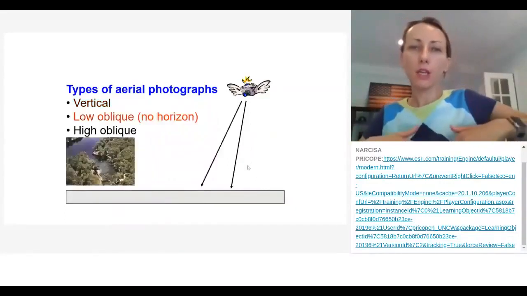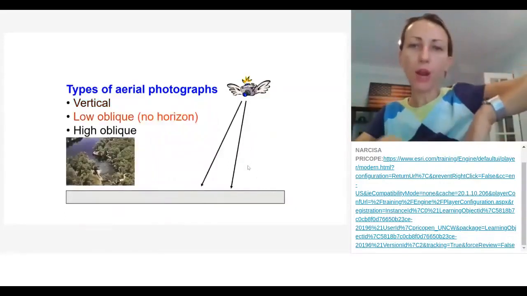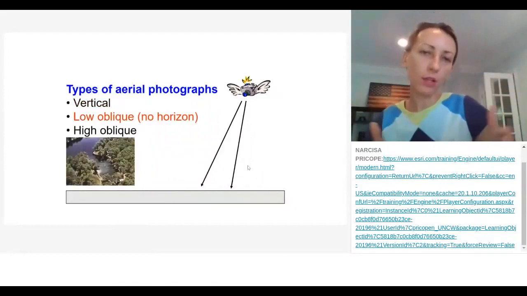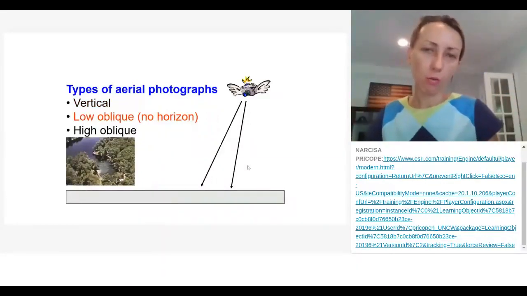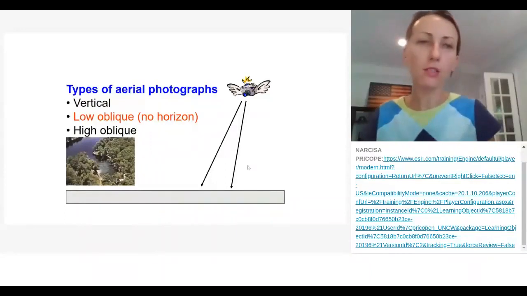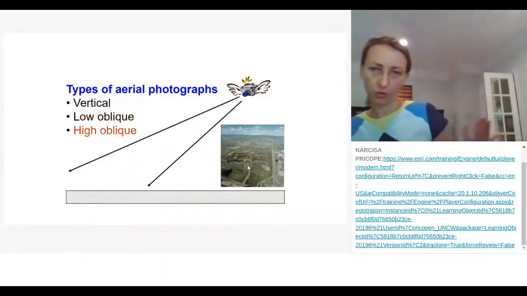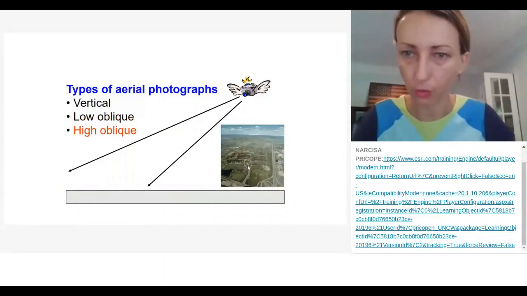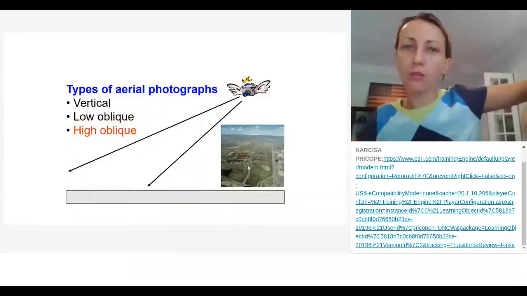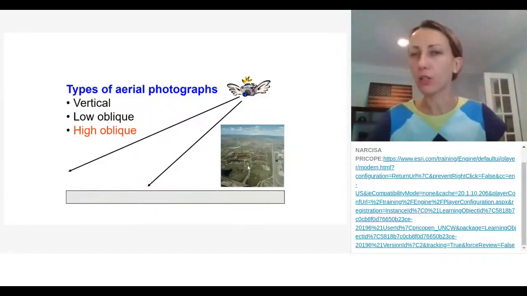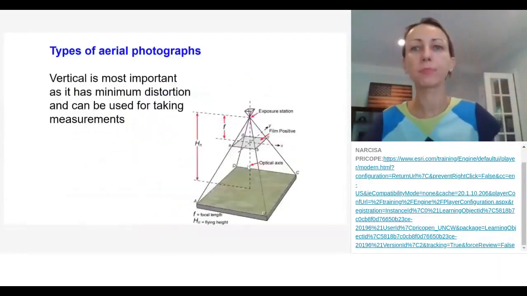And then you can get oblique photographs with no horizon. These are the ones that are going to give you a little bit more area on the ground, and also going to work well for 3D products. Or you can do high oblique, which we don't do for missions. You would do this with a little bit of sky in it. But you're capturing a lot more ground. Your field of view is bigger, but you're not going to be able to stitch these images.